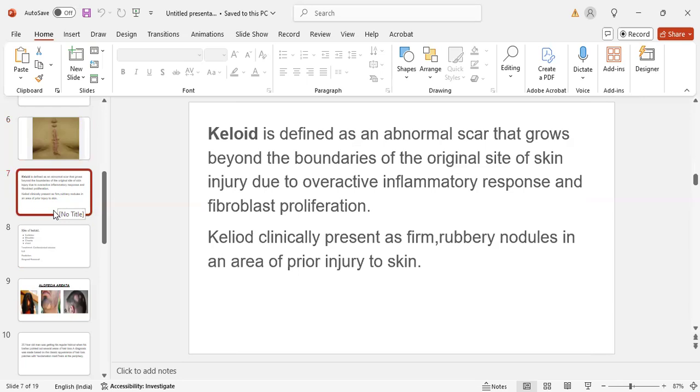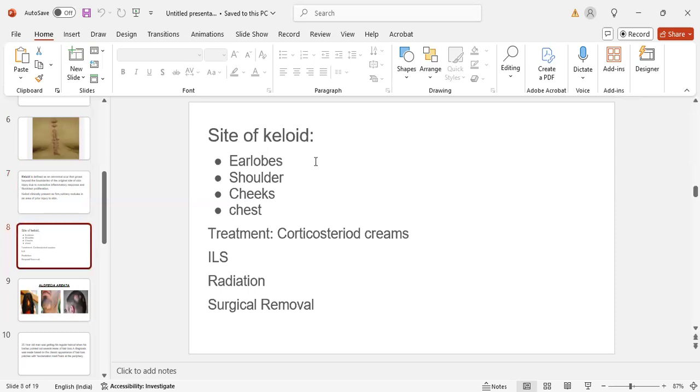Okay. So how will the keloid present on clinical examination? It will present as firm rubbery nodules in the area of prior injury to the skin. What are the common sites? I've just mentioned a few, but injury can happen anywhere, and keloid can happen anywhere. But the most common sites are ear lobes, shoulder, cheeks, and chest. So what are the treatments if a keloidal patient comes to you? First will be keloidal creams, ILS, that is intralesional steroids, radiation, and surgical removal.